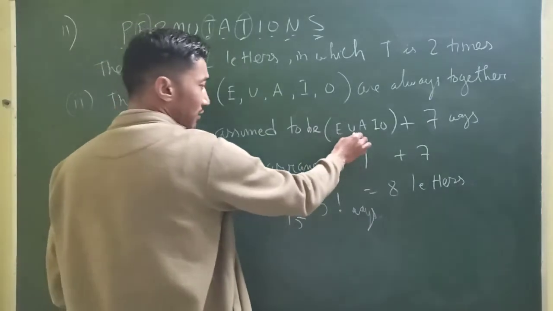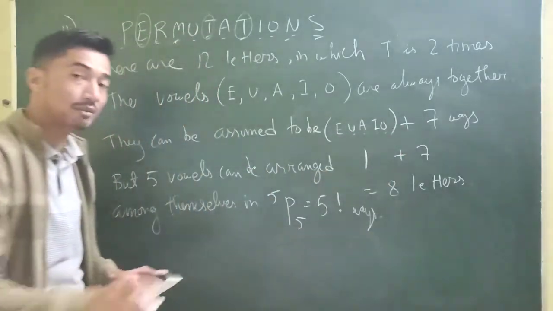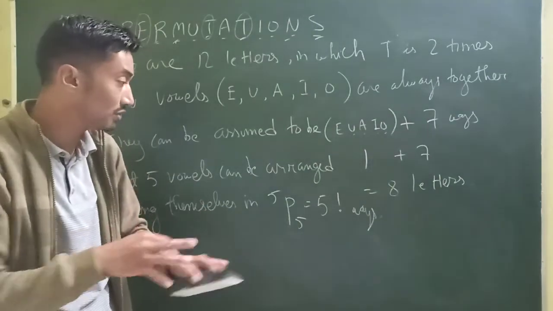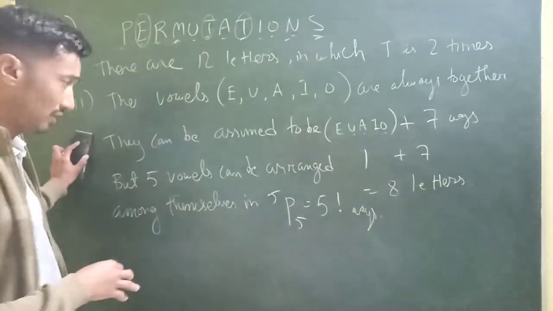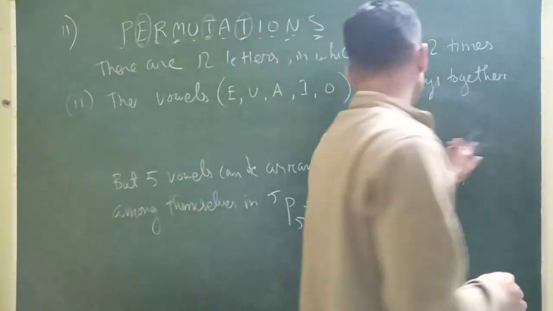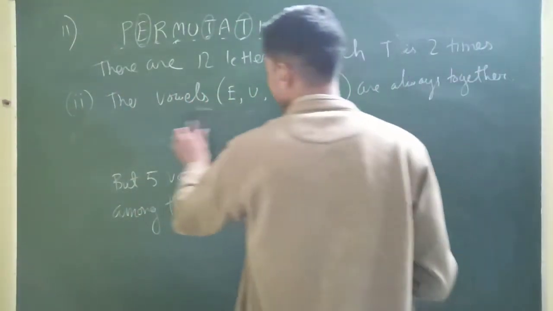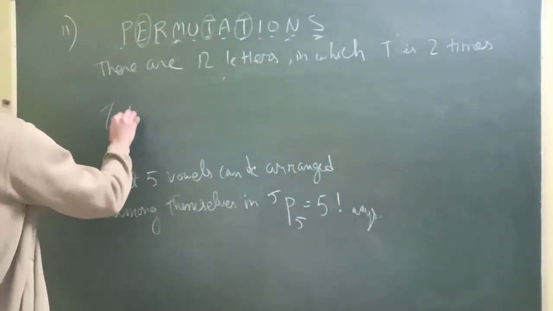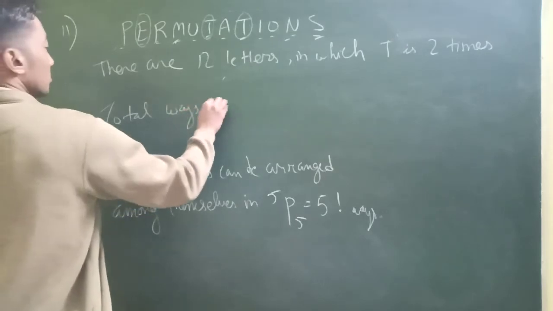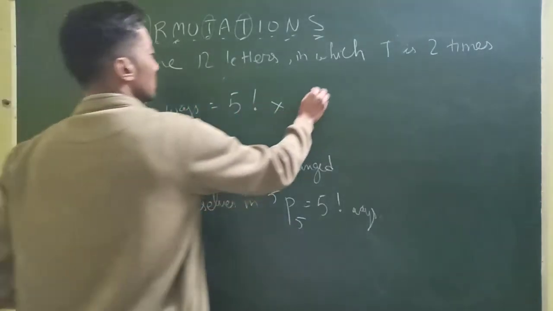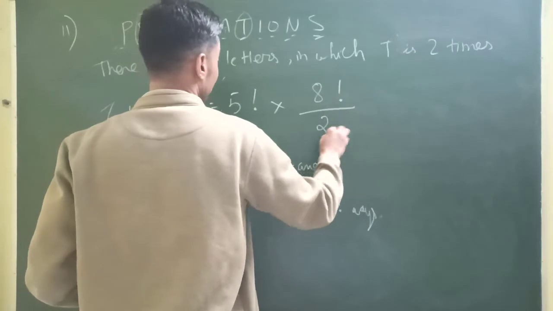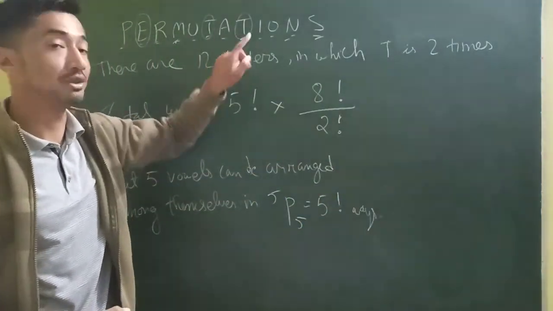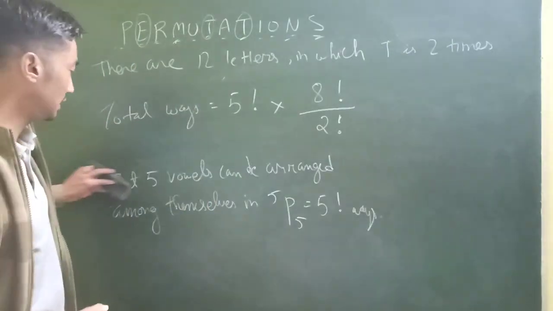Because earlier there were only 4 i's, the same i's, but here we have different letters, so again they can be arranged among themselves in 5p5 ways, 5 factorial ways. Alright, so we have 8 letters to arrange and 5 vowels to arrange among themselves. So in that case, total ways will be 5 factorial into 8 factorial divided by 2 factorial. Why 2 factorial? Because t is repeated twice, so we are going to be using that theorem.